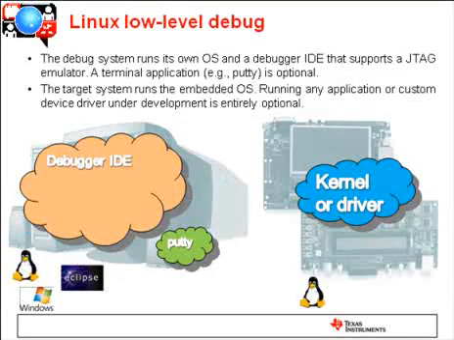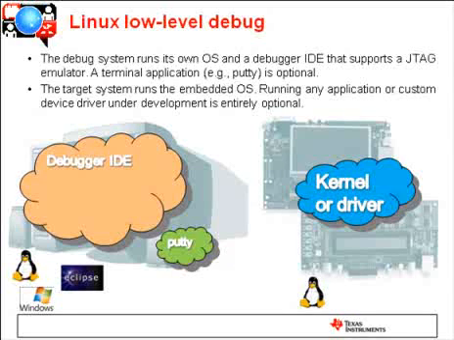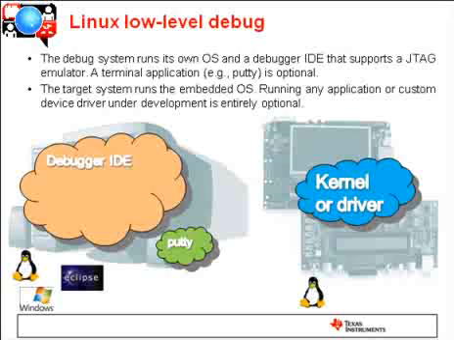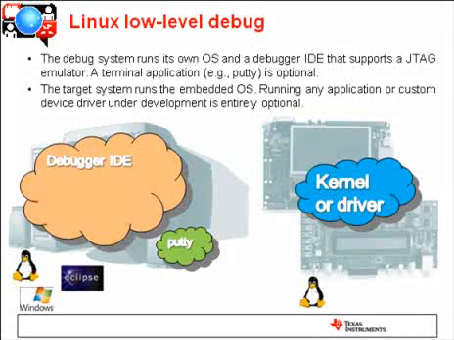This picture illustrates the low-level debugging environment from a software perspective. Notice the differences between this and the application debug. The only required components are the debugger IDE and the software running on the target. In our environment, the debugger IDE is Code Composer Studio, and the target software is the Linux distribution provided with DVSDK.